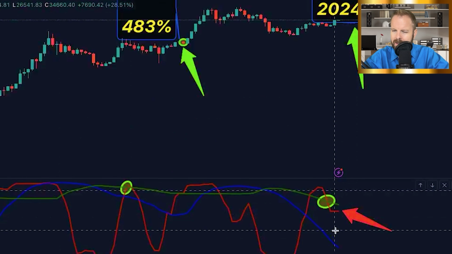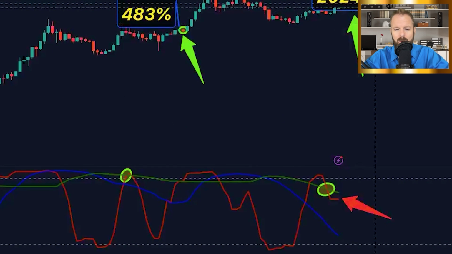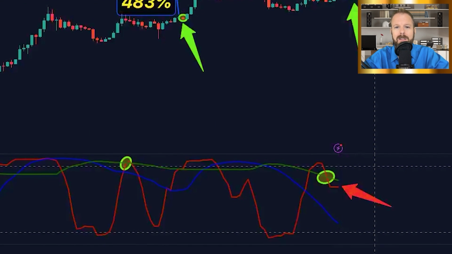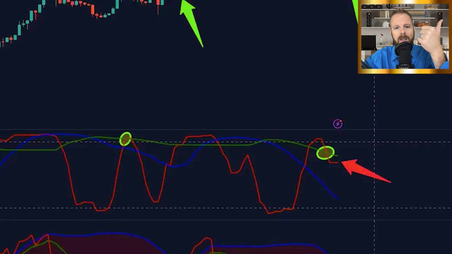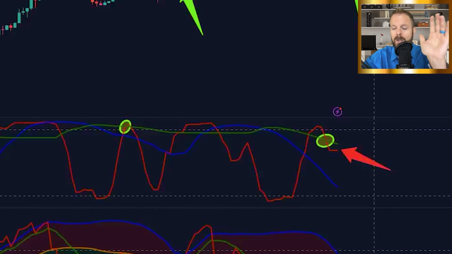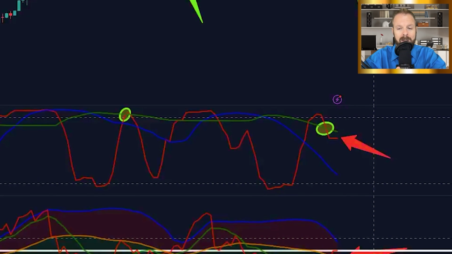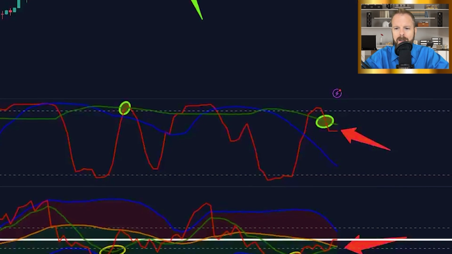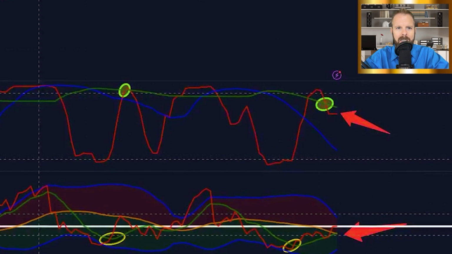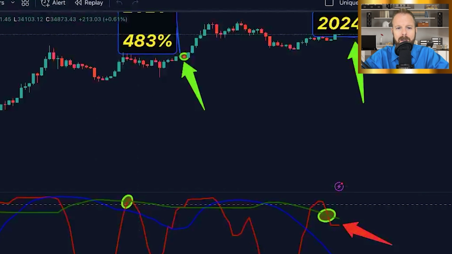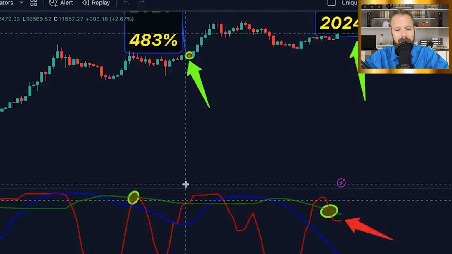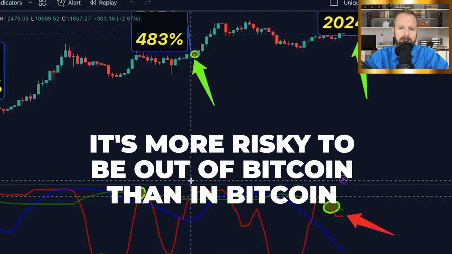Because right now we have inconclusive data that we're in phase 2. We're right on the fence of being in phase 2 of the bull. We have momentum in our favor on the weekly, on the 2-week, on the monthly. We're right on the fence, but we have inconclusive data about phase 2, and it's backed up with what we showed you with the pi cycle bottom. That's precisely where the market is at the moment. But again, it's more risky to be out of Bitcoin than in Bitcoin.